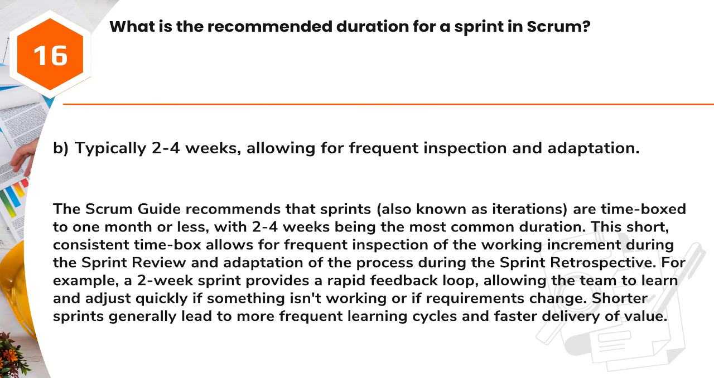Answer: B. Typically 2 to 4 weeks, allowing for frequent inspection and adaptation. The Scrum Guide recommends that sprints, also known as iterations, are time-boxed to 1 month or less, with 2 to 4 weeks being the most common duration. This short, consistent time box allows for frequent inspection of the working increment during the sprint review and adaptation of the process during the sprint retrospective. For example, a 2-week sprint provides a rapid feedback loop, allowing the team to learn and adjust quickly if something isn't working or if requirements change. Shorter sprints generally lead to more frequent learning cycles and faster delivery of value.